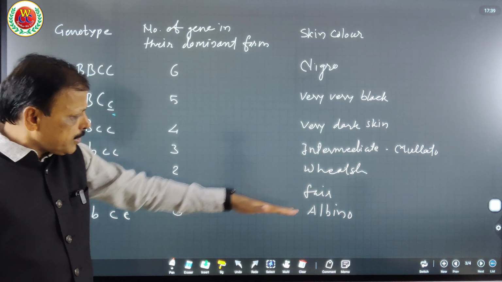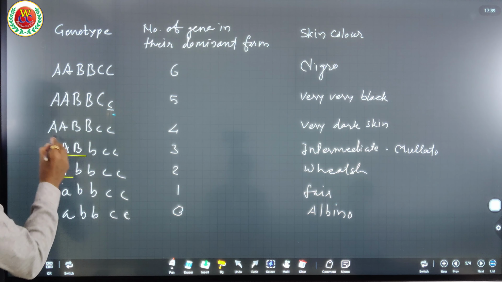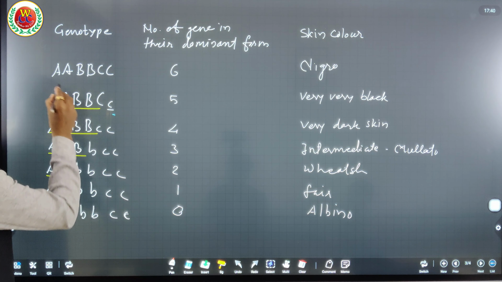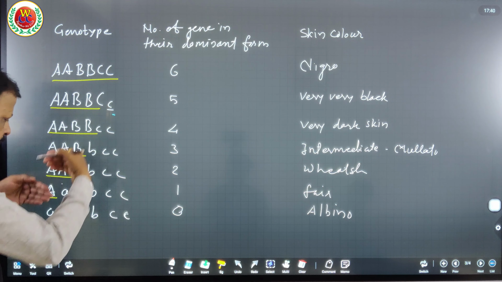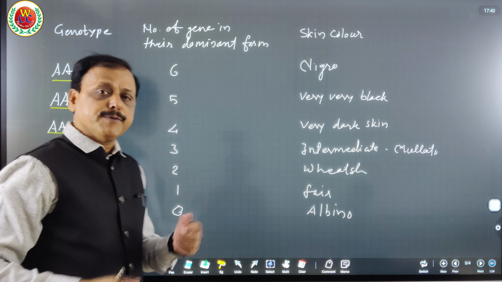So I am going to underline here 0 dominant, here 1, 2, 3, 4, 5 and 6. As the number of dominant genes increases, the production of melanin pigment increases, creating an additive effect to give different forms of skin color. Therefore, in the society that we observe, there is not only dark or light color, but many intermediate colors.